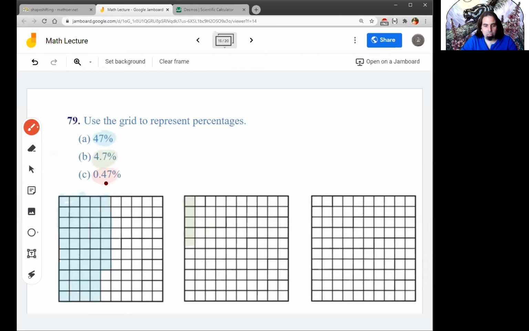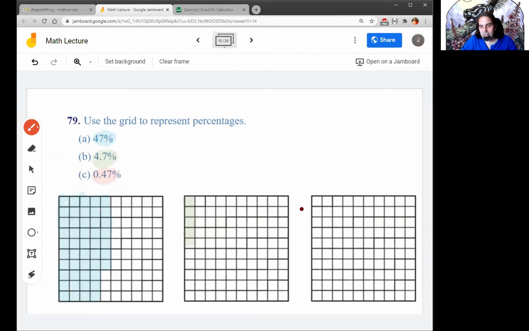What would 0.5 of a box be? Half. This is a little less than half of a box. So it's okay if my percents have decimals in them. That just means I'm not shading a whole box.